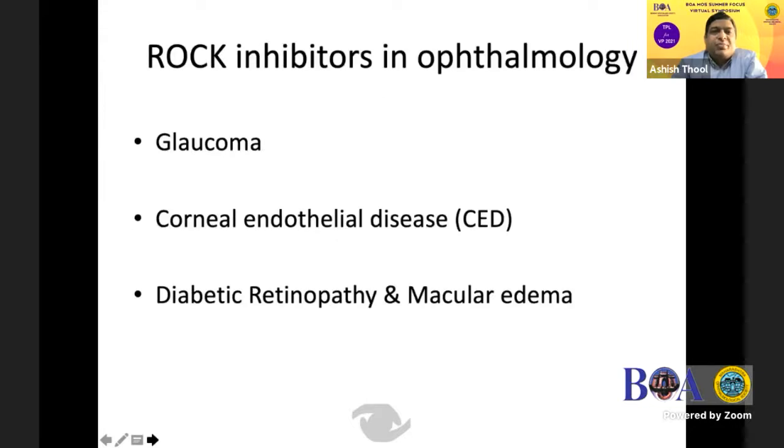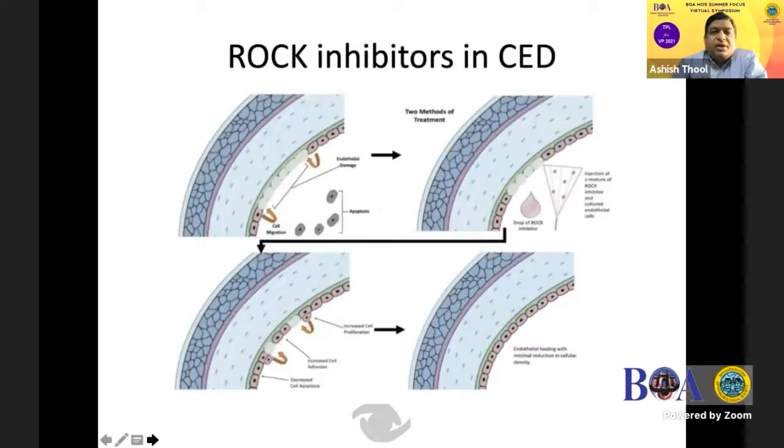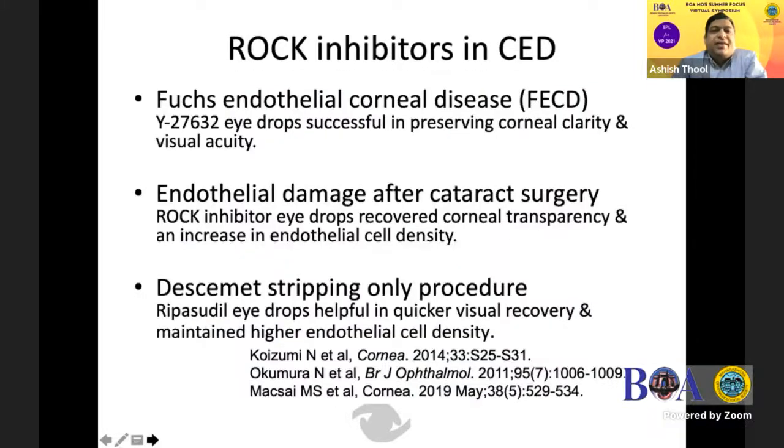So Rho kinase inhibitors have been proposed to be useful in glaucoma, corneal endothelial disease, and diabetic retinopathy with macular edema. In cases of corneal endothelial disease, whether we use a topical drop or we use the Rho kinase inhibitor along with cultured endothelial cells as an intracameral injection, they will basically decrease endothelial cell apoptosis and increase the cell adhesion along with an increase in cell proliferation, thereby improving the endothelial cell density and clearing the cornea. They have shown to be useful in Fuchs endothelial corneal disease.